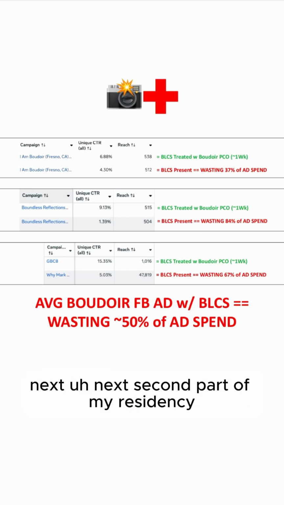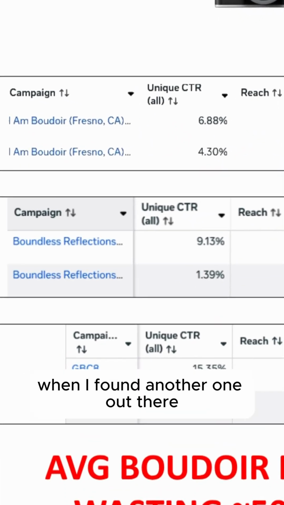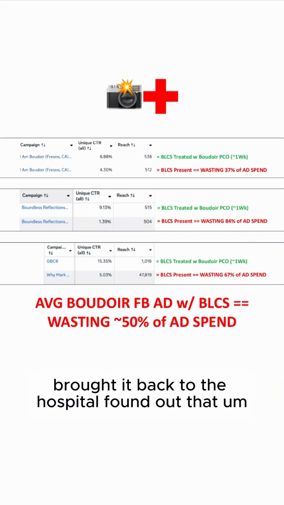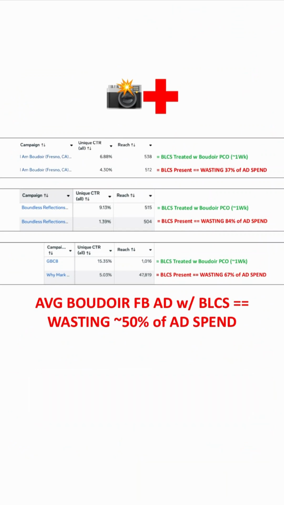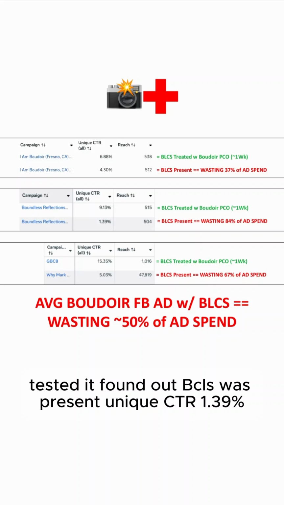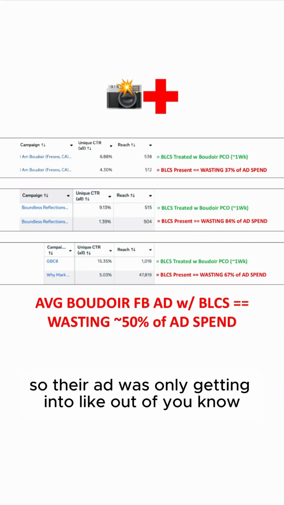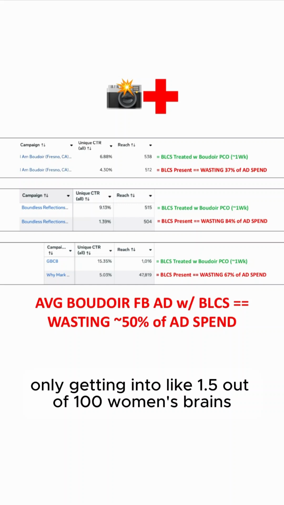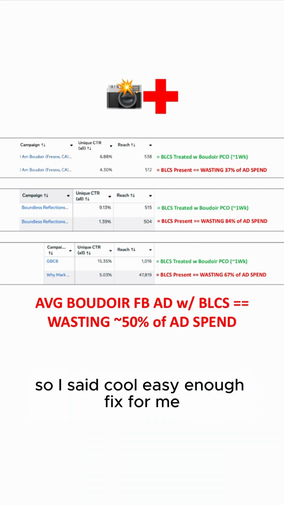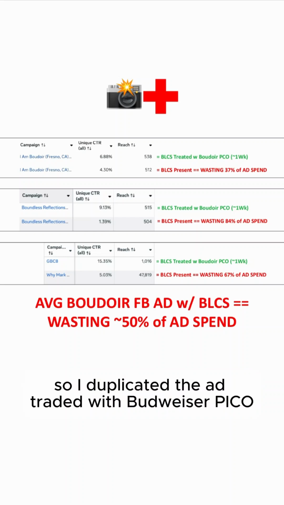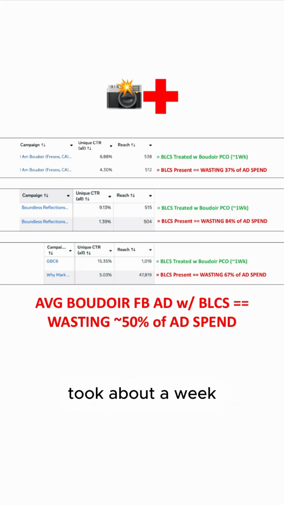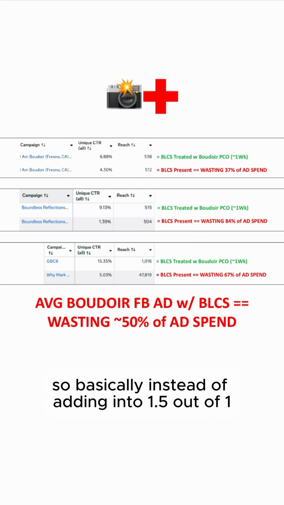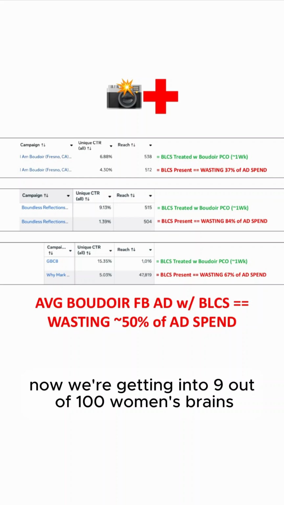Next, second part of my residency, I found another Boudoir Facebook ad out there in the wild, brought it back to the hospital, ran it, tested it, and found out BLCS was present, unique CTR 1.39%. So their ad was only getting into like 1.5 out of 100 women's brains. So I said, cool, easy enough fix for me. I duplicated the ad, treated it with Boudoir Pico, took about a week, and got the unique CTR up to 9.13%. So basically, instead of their ad getting into 1.5 out of 100 women's brains, now we're getting into 9 out of 100 women's brains.